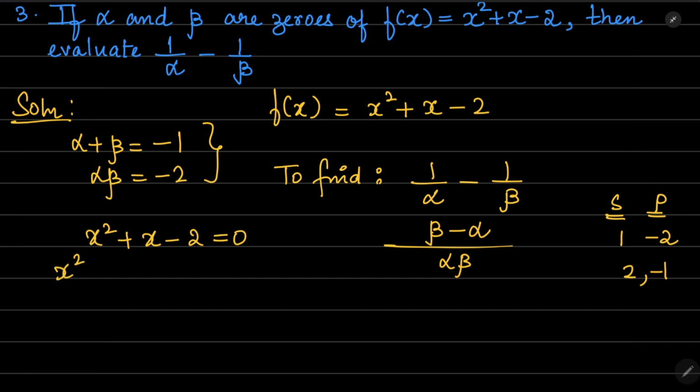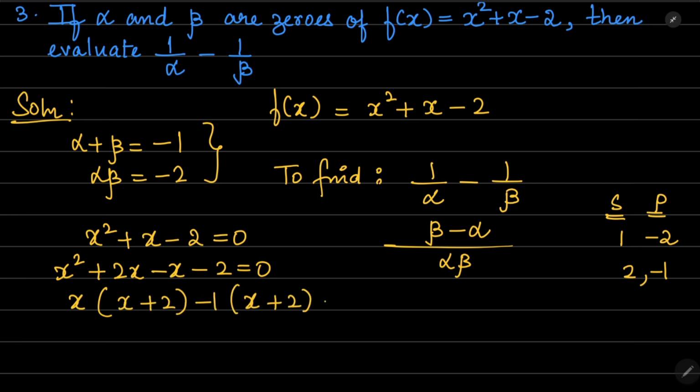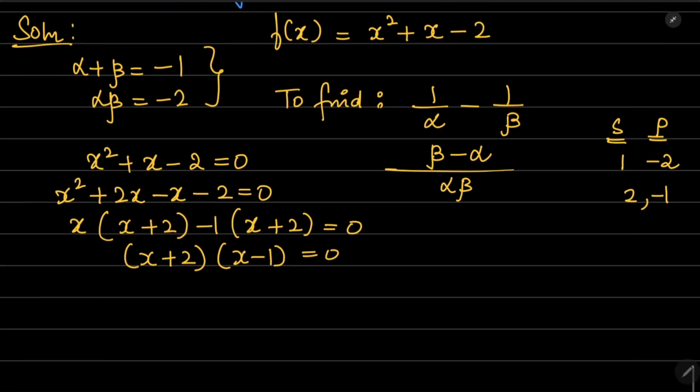x square plus 2x minus x minus 2 equal to 0, I'm just doing the middle term splitting. Take x common out, x plus 2, take minus 1 common out, again x plus 2 equal to 0. So what are the factors? One is x plus 2, the other one is x minus 1 equal to 0. So the zeros are either x is equal to minus 2 or x equal to 1. These are the zeros, right?